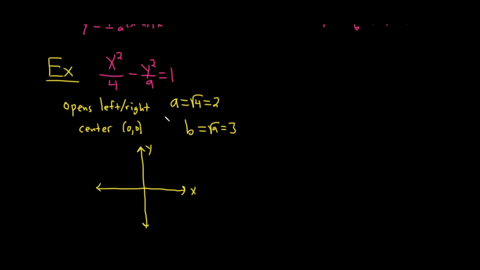All right, this opens left and right, so we go left and right by a. So 1, 2, put a dot. 1, 2, put a dot. And then you go up and down by b. 1, 2, 3, put a dot. 1, 2, 3, put a dot.